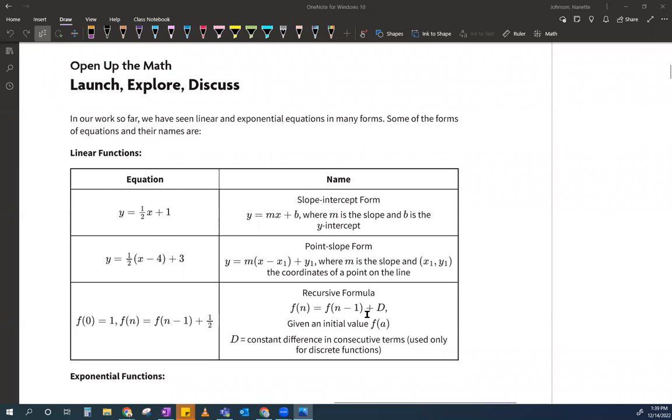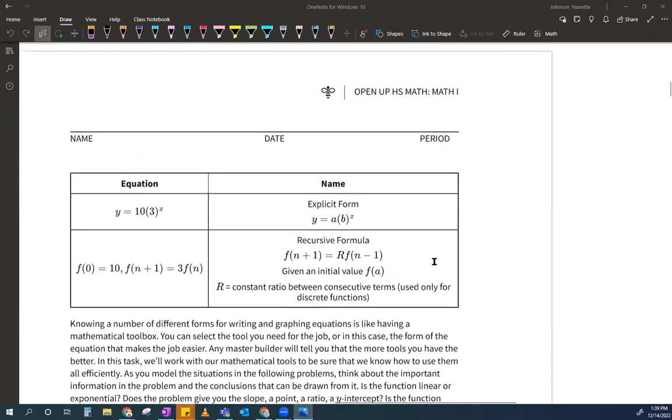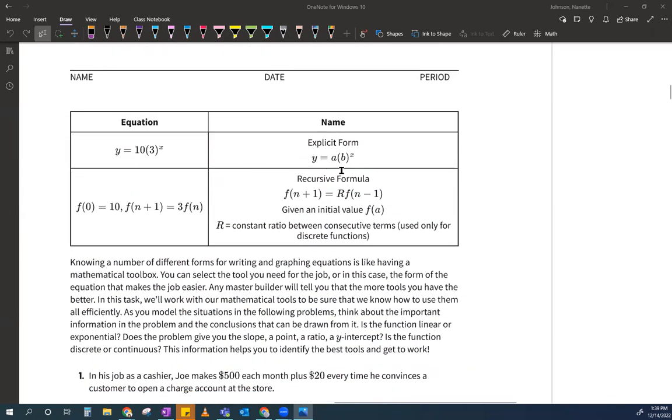And then your recursive formula, which you all did really well on: f(n) equals f(n minus 1) plus some constant difference, giving an initial value of f(a). You had to make sure that you did that, so we either use f(0), f(1), whatever. For exponential functions, we had explicit form, which looked like a b to the x. And then we had the recursive formula, which was just your common ratio or constant ratio, whichever you want to call it, times the previous number.